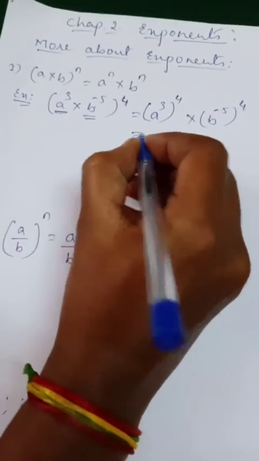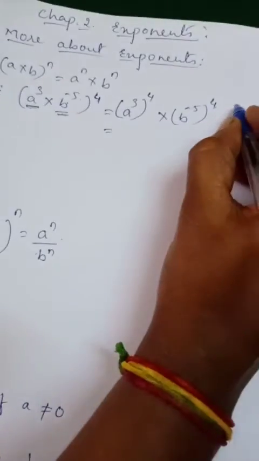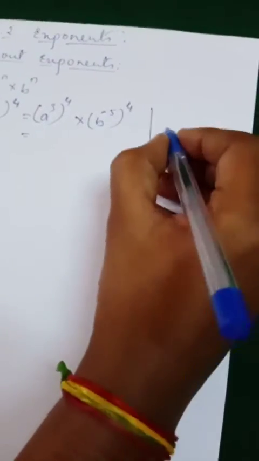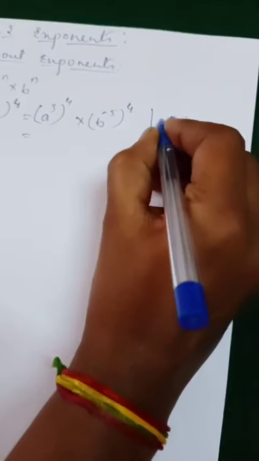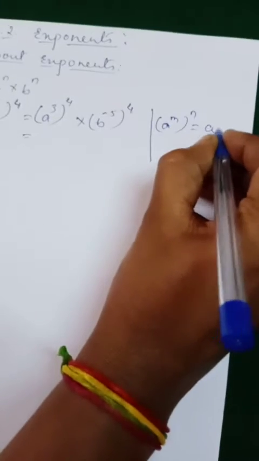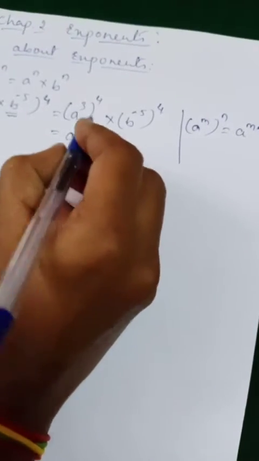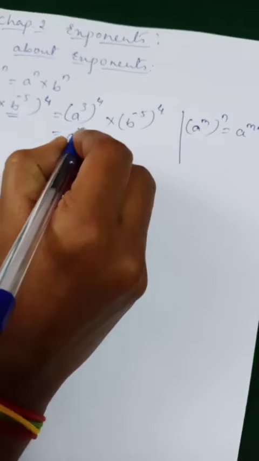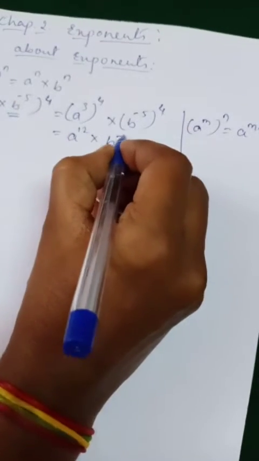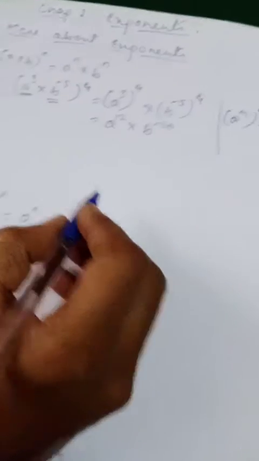So this is nothing but the formula (a^m)^n = a^(m·n), which we studied in the previous class. That is a to the power 3 fours are 12, into b to the power 5 fours are 20, so this is minus 20.